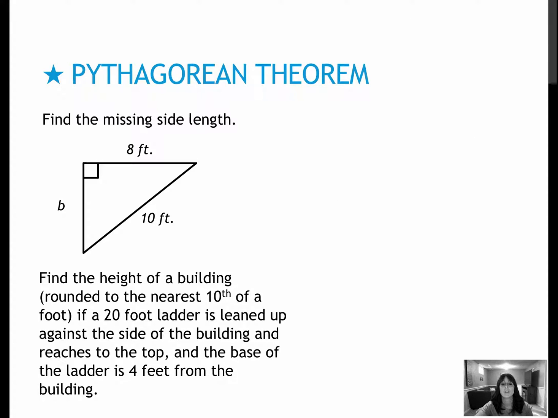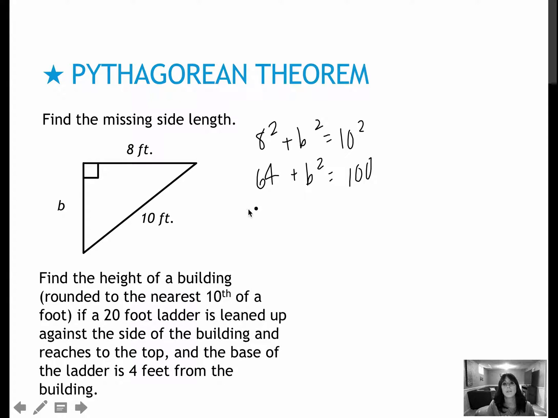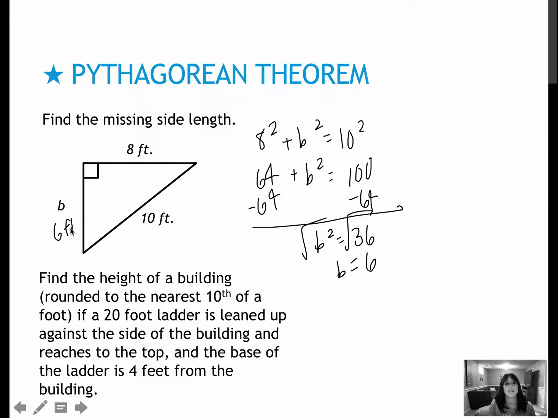Here are 2 questions for you to try on your own, so try them both and press play to see how you did. For my first question, I'm just trying to find the missing side length. Again, here's my right angle, so I'm going to take 8 squared plus b squared equals 10 squared. 8 squared is 64. 10 squared is 100. If I subtract 64 from each side, I get 36. And then I take the square root to find that b is 6. So b is 6 feet.